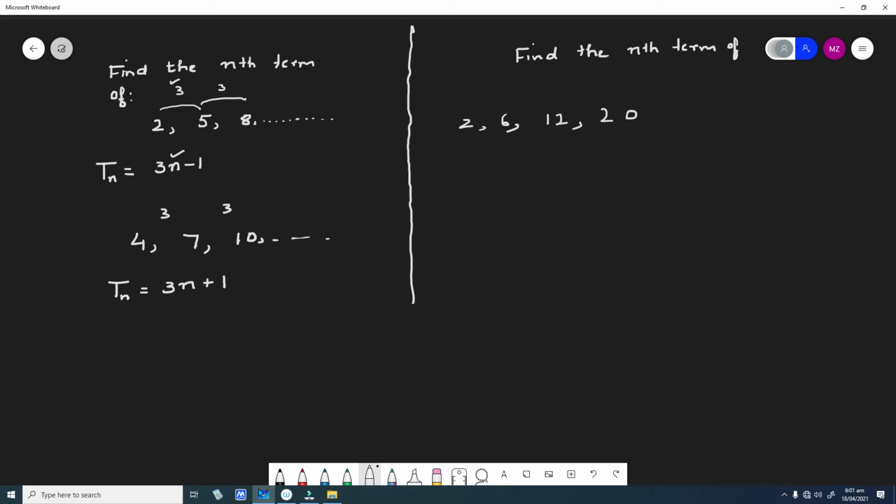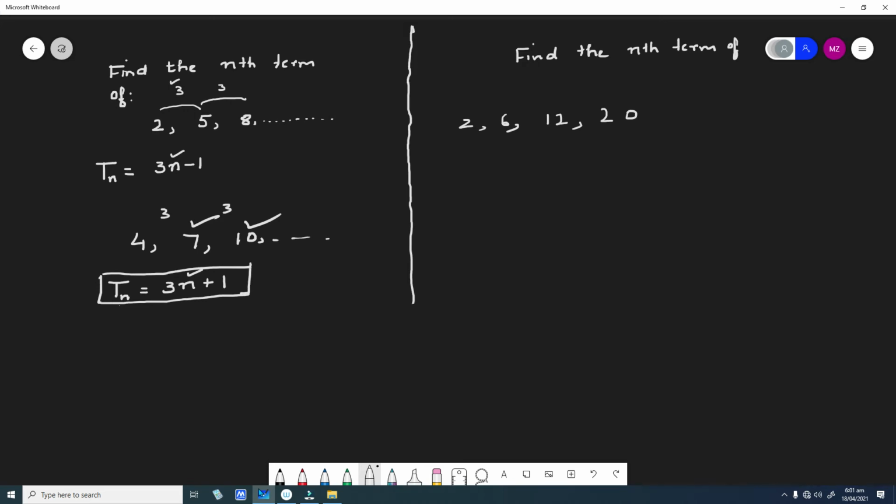If you put n is equal to 2 for this, you need to put n is equal to 2. For this, you need to put n is equal to 3. So put n is equal to 2, 3 2s are 6 plus 1, 7. So it is okay for the second term. And now if you put n is equal to 3, 3 3s are 9, 9 plus 1 is equal to 10. So it is working for every term of this sequence. Therefore, this is the nth term of this sequence.